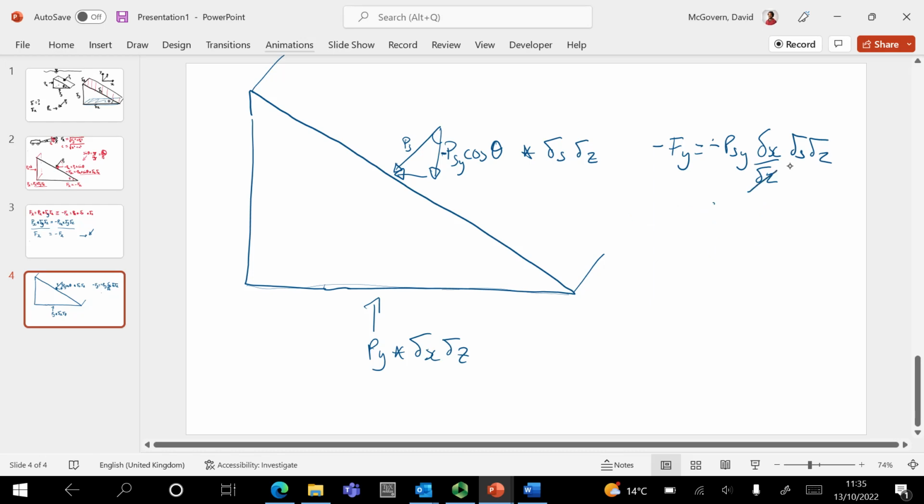And then of course this one and this one now will cancel out. Sorry, delta s, not the x. Delta s. It's not the z's that cancel out, silly. So it's that one, delta s. So this one and this one will cancel out, leaving just delta x, delta z, which is the same as here. So you've got positive Py is equal to negative P sy delta x delta z.